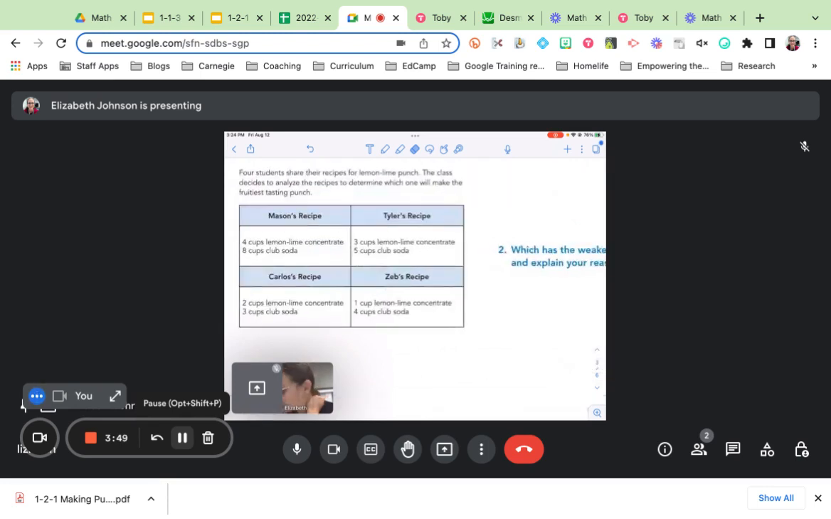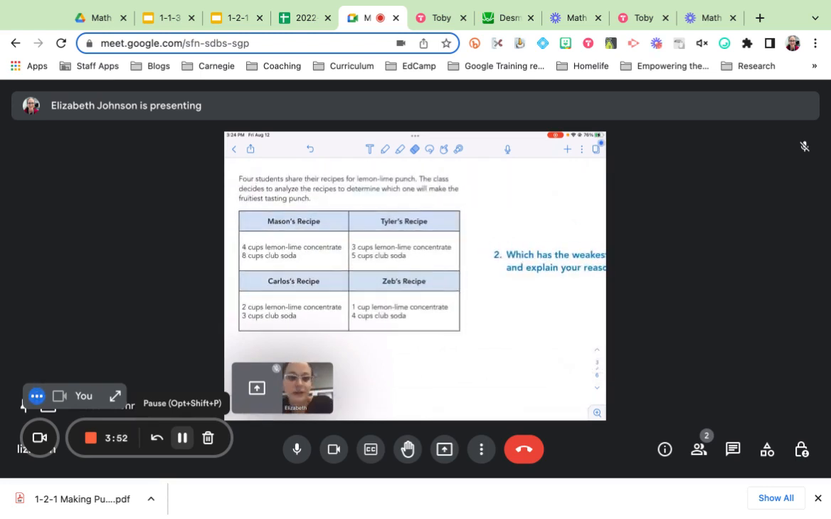Let's look at another example here, and we're using recipes again. Here we have 4 students share their recipes for lemon lime punch. The class decides to analyze the recipes to determine which one will make the fruitiest tasting punch. I'm going to give you a minute here. I want you to look at these recipes and tell me which one is going to be the fruitiest. Talk with your partner. That's your question. Which recipe will make the fruitiest punch? Hit play when you're ready to talk about this as a class.